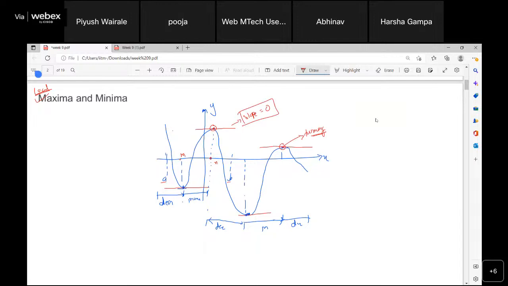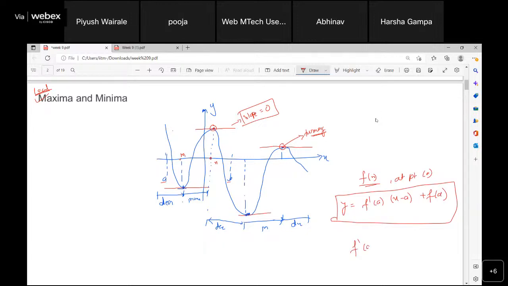In the last lecture, we discussed the equation of a tangent. Suppose we have a curve f of x and we want to find the equation of the tangent at point A. We discussed that equation: y equals f dash of A times (x minus A) plus f of A. This is the equation of a tangent. But at this particular point, our slope is 0, meaning our f dash of A is 0, right?